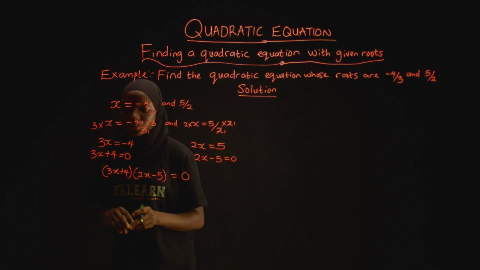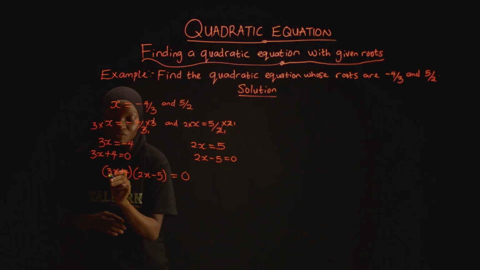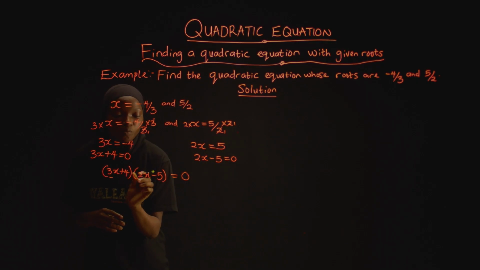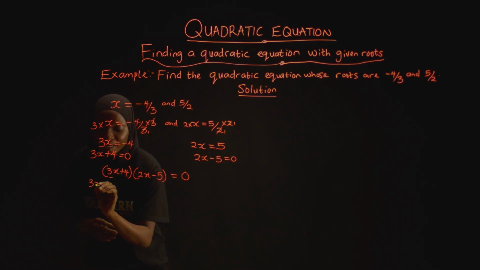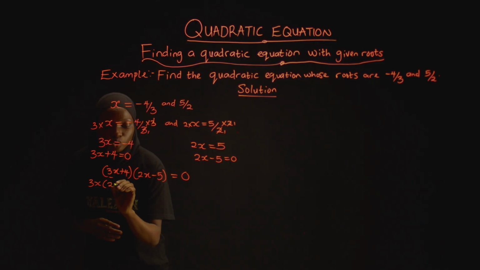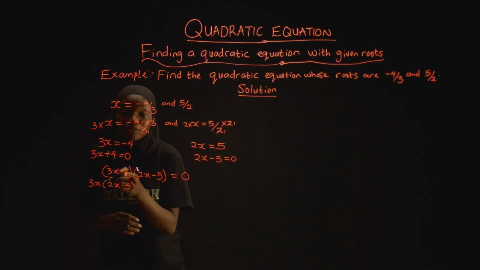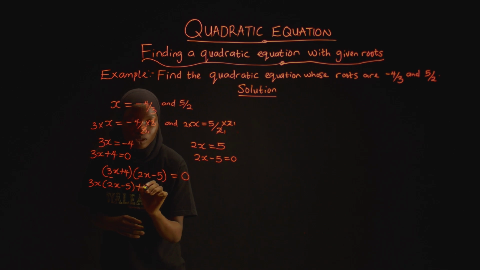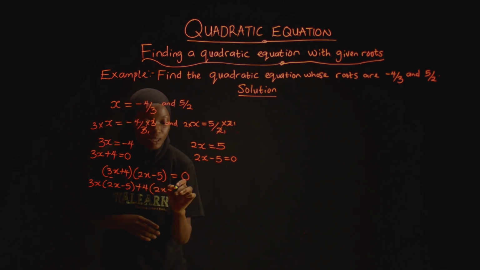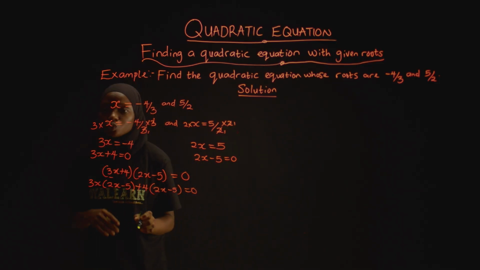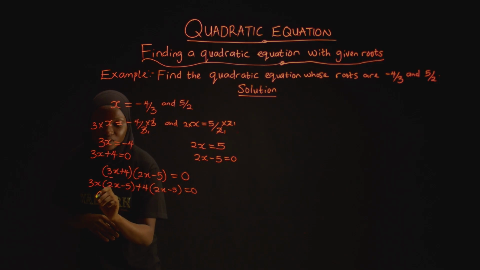Now we expand. To expand, we take the first term in this bracket and multiply it by everything inside the other bracket. So we have 3x into 2x - 5, then the second term inside the first bracket, +4, also multiplies everything inside the second bracket, 2x - 5, equal to 0. 3x times 2x: 3 times 2 is 6, x times x is x squared.